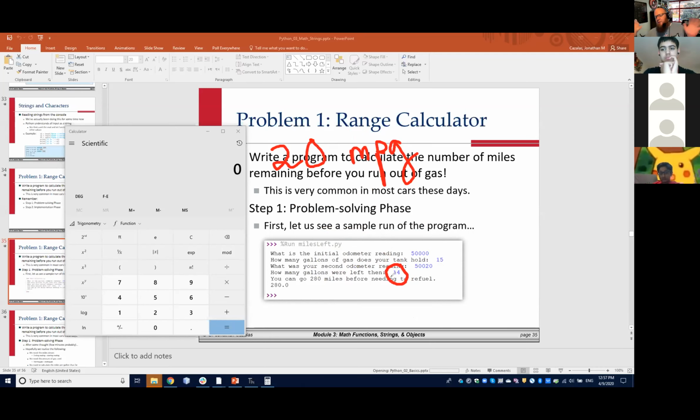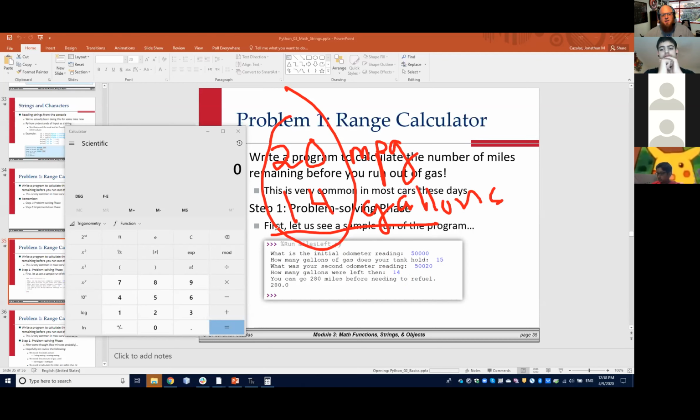So we just averaged 14 miles per gallon, and we have 14 gallons of gas left. Okay? So if you just multiply those two numbers together, you're going to get 20 times 14, which is going to give you 280. 20 times 14, 280.